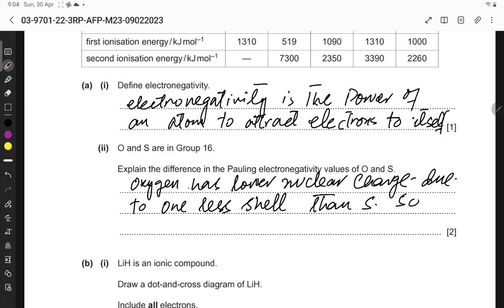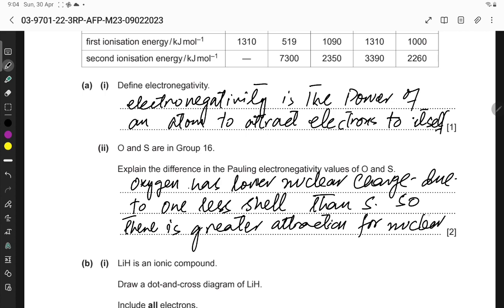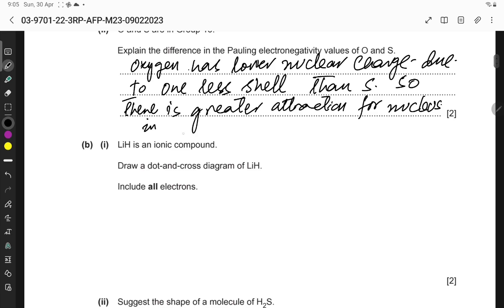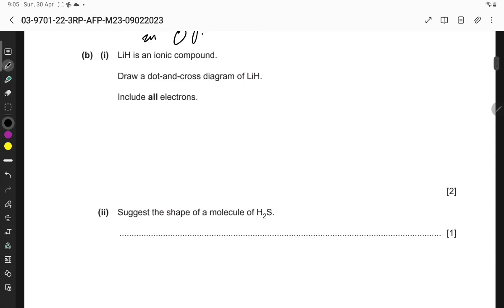So there is greater attraction for the nucleus in oxygen.